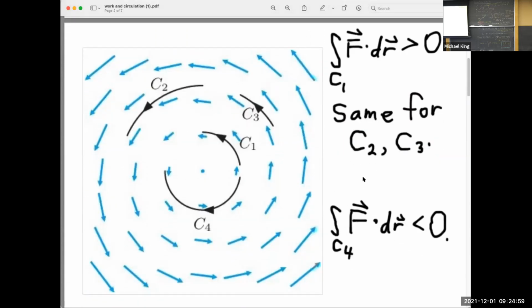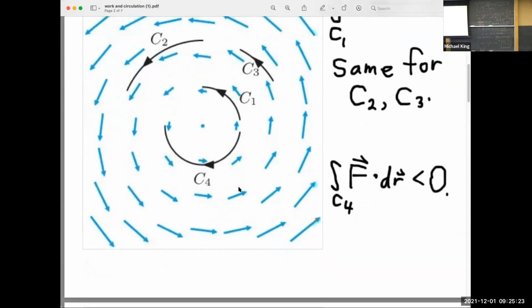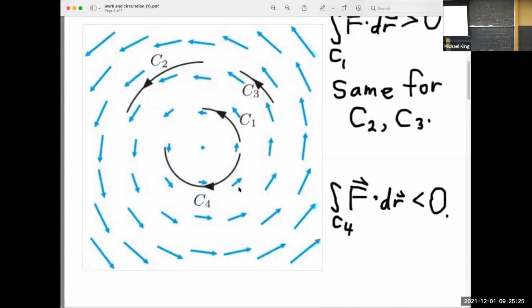Yeah, so the integral along each of these, this is on the handouts page, but also if you want to just roughly sketch. The integral along each of these first 3 is positive. The integral along the 4th one is negative. Make sense? If you're really following the force field, then you can tell quickly whether it's positive or negative.